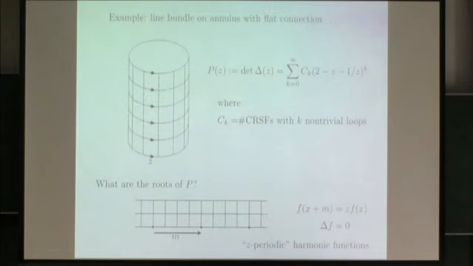So the net result is that in this setting, each CRSF is going to contribute (2 minus z minus 1 over z) to the power k if it has k disjoint loops winding around the annulus. So I could just write this determinant as a sum over k of some coefficient c_k times this quantity to the kth power, where that coefficient counts the number of cycle-rooted spanning forests with exactly k non-trivial loops. And by non-trivial, I mean they wind exactly once around the annulus.